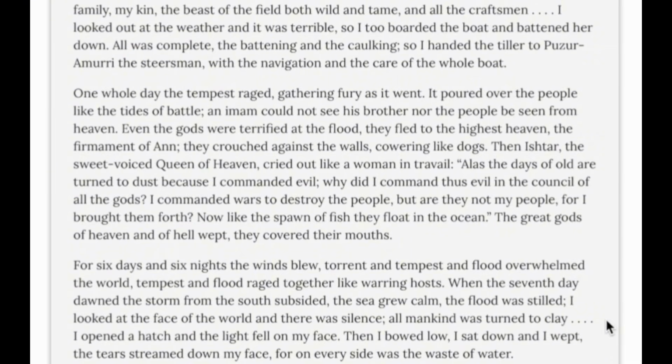All right. One whole day the tempest raged, gathering fury as it went. It poured over the people like the tides of battle, and Imam could not see his brother, nor the people be seen from heaven. Even the gods were terrified at the flood. They fled to the highest heaven, the firmament of An. They crouched against the walls, cowering like dogs. Okay, I'm going to stop real quick, Michael.